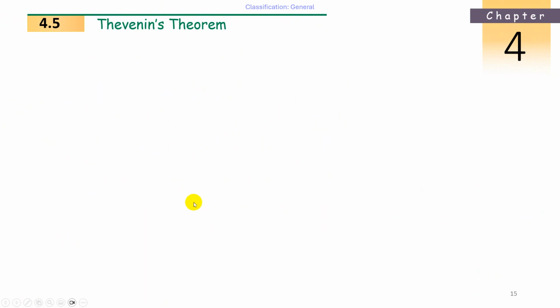So next our techniques are Thevenin's theorem, Norton's theorem and maximum power. These three are in chapter 4. So today we study about Thevenin's, just the basic part. Problems we'll do in the next class.